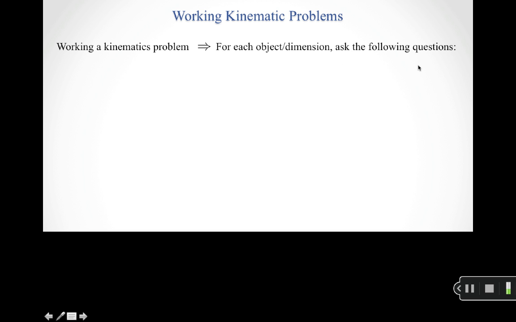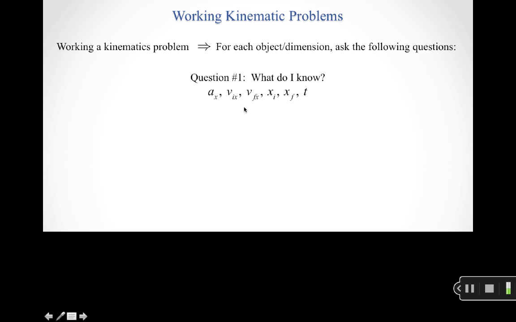Notice that for each object or dimension, we need to ask the following questions. If you've got a single object moving in a single dimension, say an object moving in the x or an object moving in the y, then you really need to ask this only once. But if you've got multiple objects, say both a car and a bike moving in the x direction, then I'll need to ask these questions for both the car and the bike. Or if I've got, let's say, a projectile problem that's moving in both the x and y, then I'll need to ask these questions for both the x and y components.